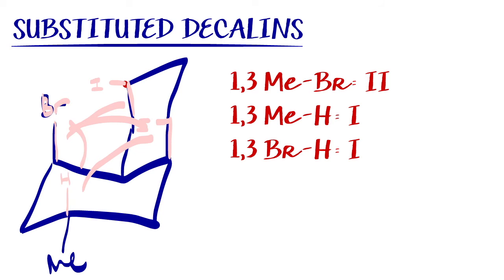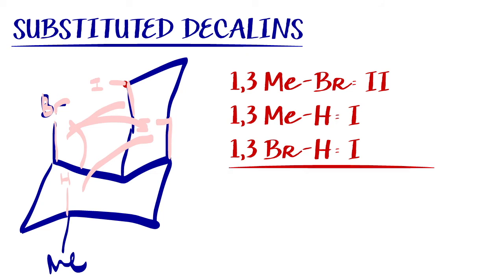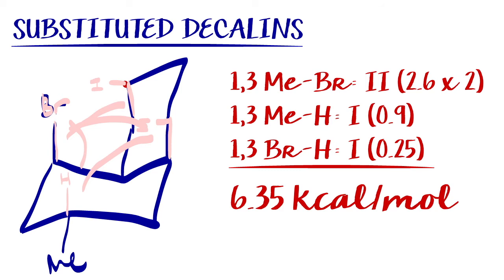Finally, looking at this equatorial methyl group, there are no substituents 1 carbon away, so there are no gauche interactions, and it is equatorial, so there are no 1,3 diaxial interactions. In total, we have 6.35 kcal per mole.